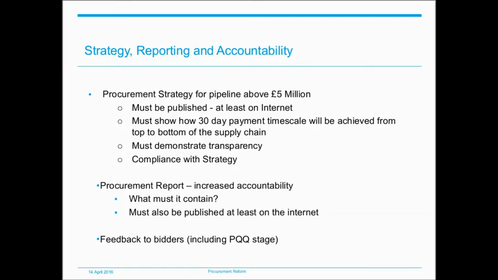The flip side to the procurement strategy is the procurement report. This is covered by Section 18 of the Act and must be prepared as soon as reasonably practicable after the end of that financial year. So what must the procurement report contain? Section 18 of the Act states that it must include a summary of the regulated procurements that have been completed during the year covered by the report, and for the purposes of the Act, a regulated procurement is completed when the award notice has been published or when it otherwise comes to an end.